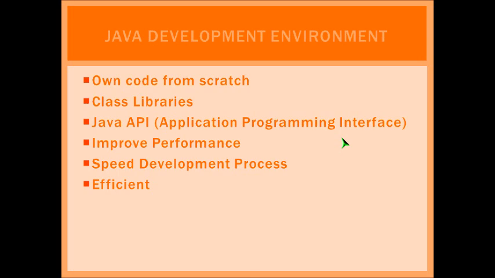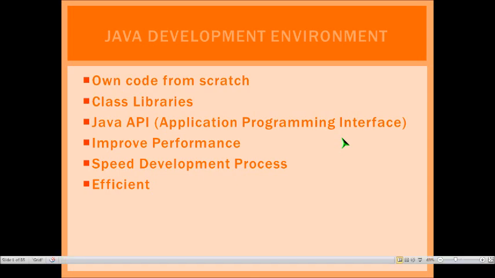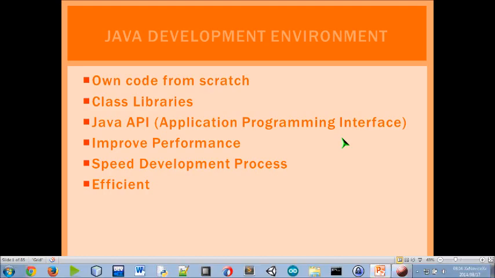And naturally it will speed your development process because you don't have to write code every single time to, let's say, access the keyboard for input. You can just make use of the stuff that already exists. So where do we find this API thing?